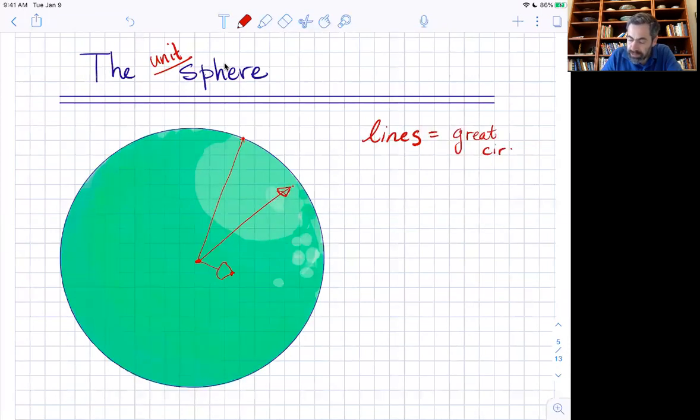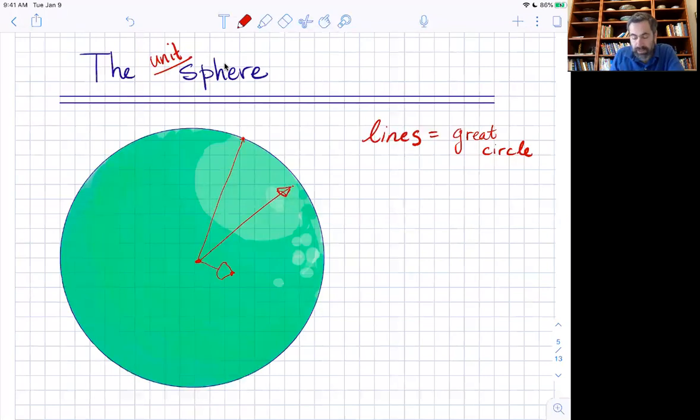What is a great circle? I can say two things about it. It's the biggest circle you can draw inside that unit sphere, the biggest size circle you could possibly draw, because you can draw a lot of little ones, of course. It's also the same as the intersection of the sphere with a plane passing through the center of the sphere.